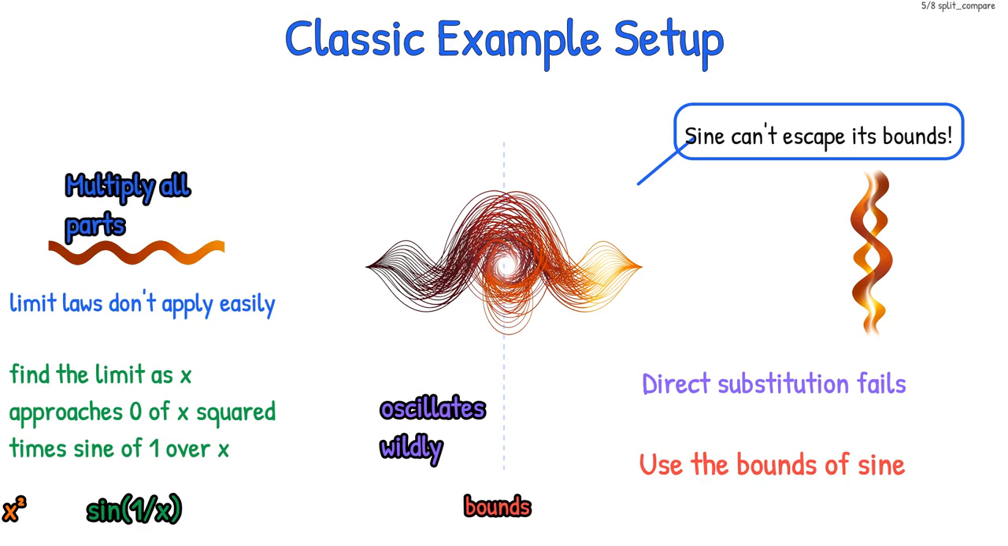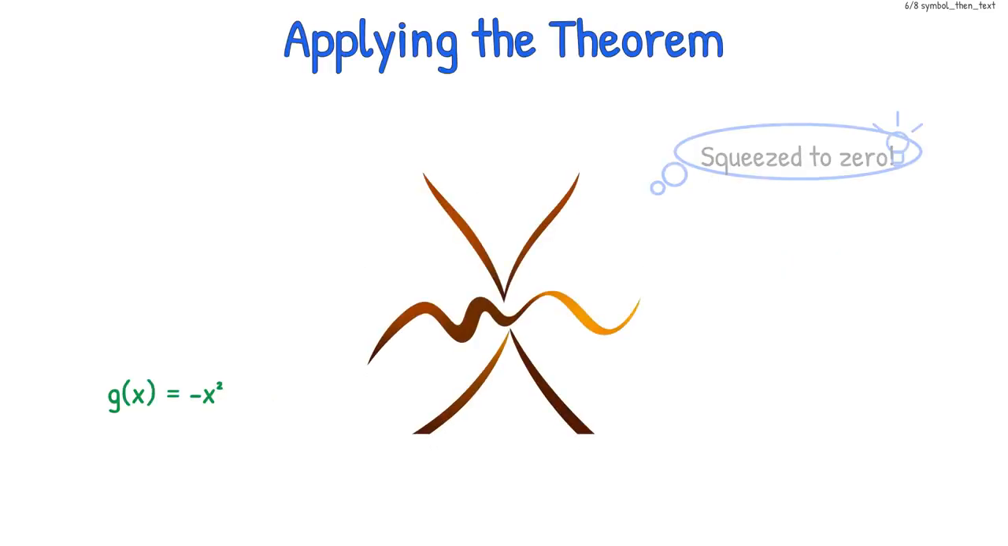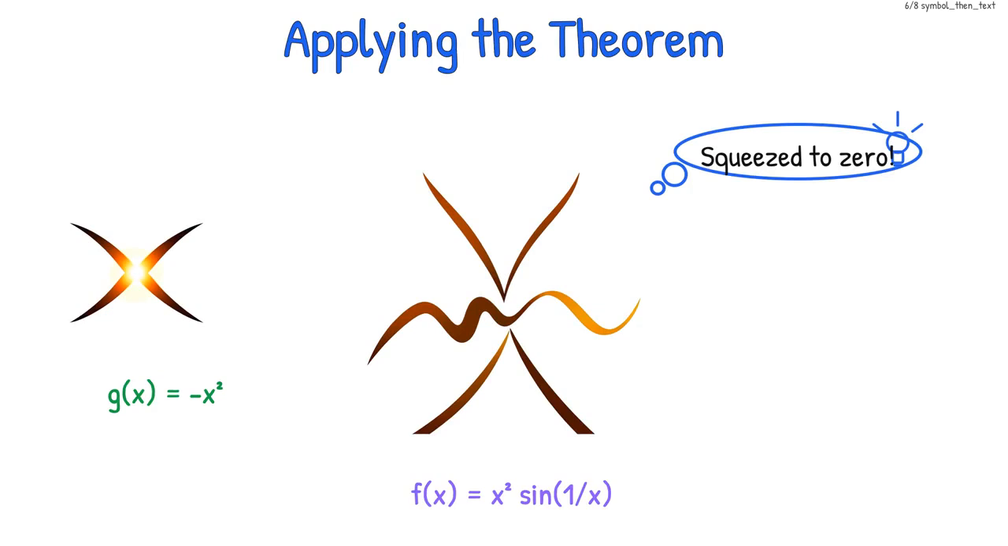Multiply all parts by x squared, noting x squared is greater than or equal to 0. Negative x squared is less than or equal to x squared times sine of 1 over x, which is less than or equal to x squared. Identify g of x equals negative x squared, f of x equals x squared times sine of 1 over x, h of x equals x squared.